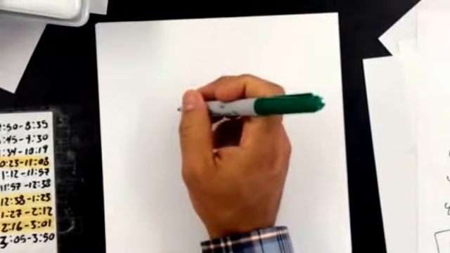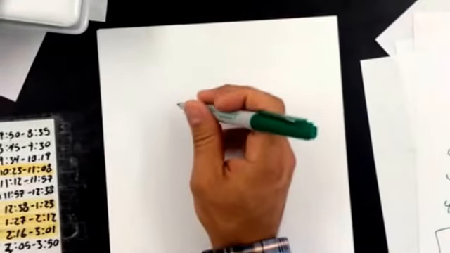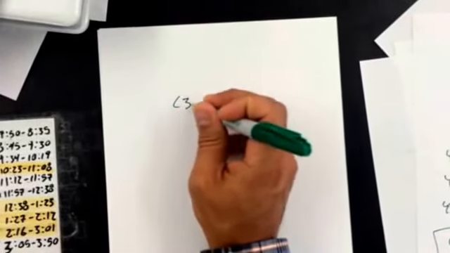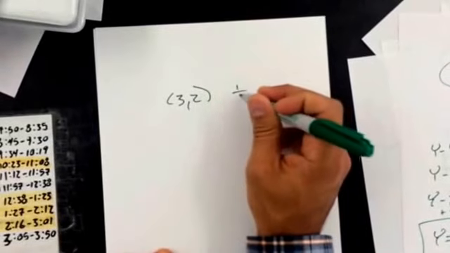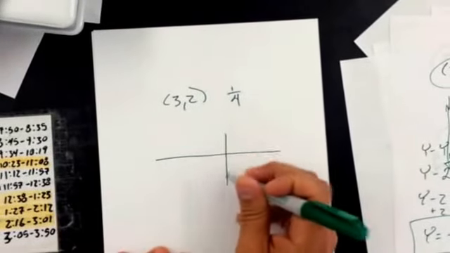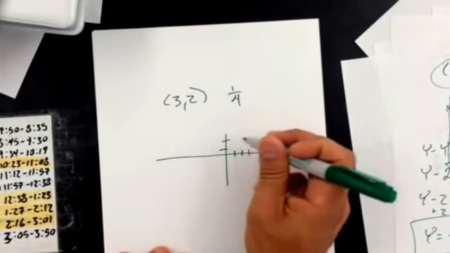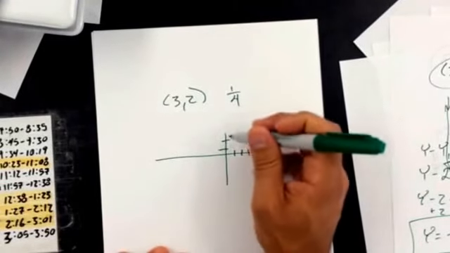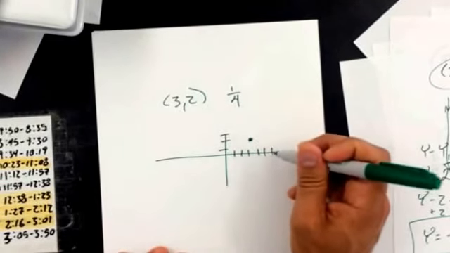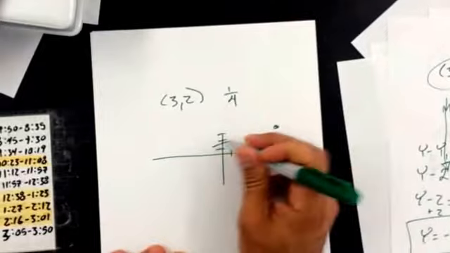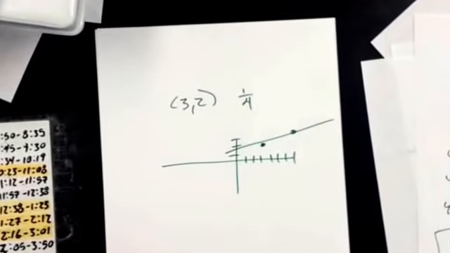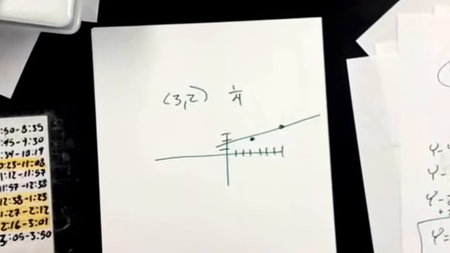If you're just given a point and a slope, I talked about that in the last video. All you need to do if you're given a point and the slope is use the point 3, 2, and then use the slope. It goes up 1 and over 4. And then connect them. That's all you got to do if you're given a point and the slope.